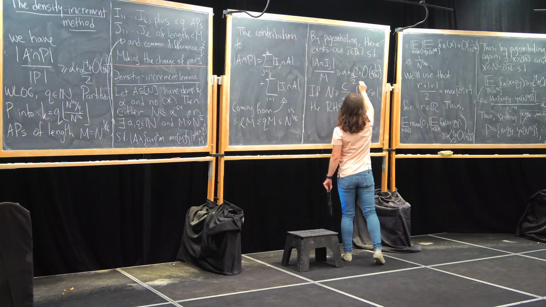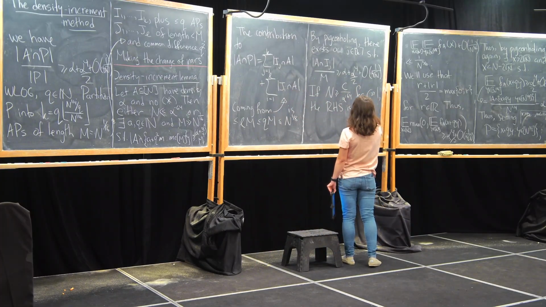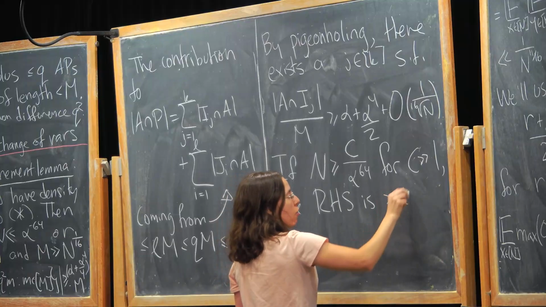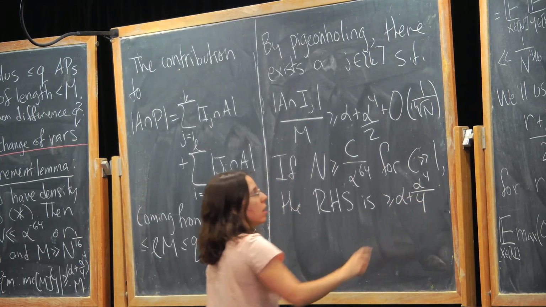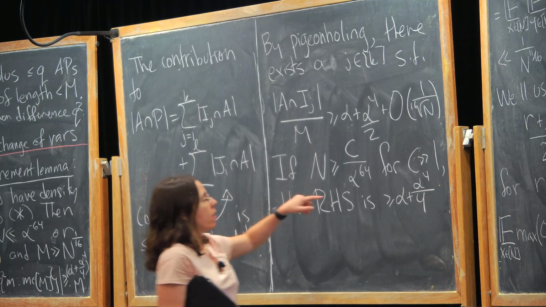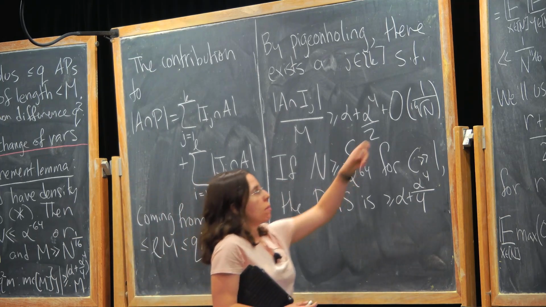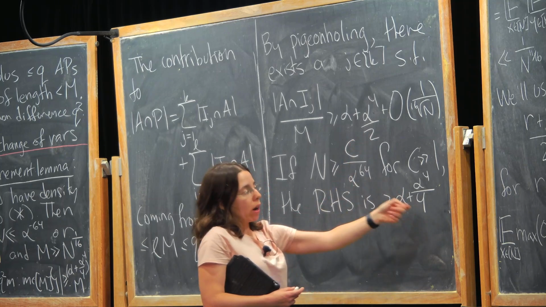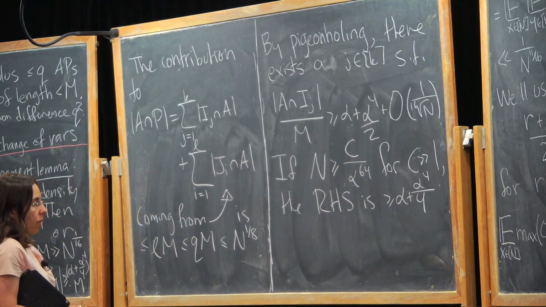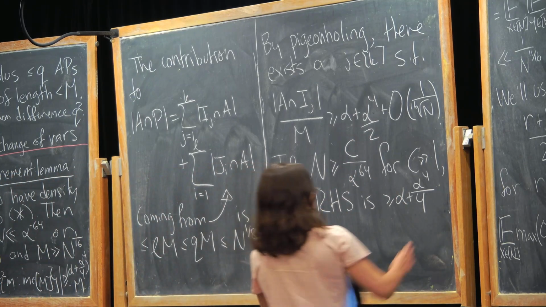And this is divided by 2. Okay, so now this will be at least alpha plus alpha to the 4th divided by 4. So if you pick n large enough, then you can make this error term less than alpha to the 4th divided by 4. All right, and so now we're done.